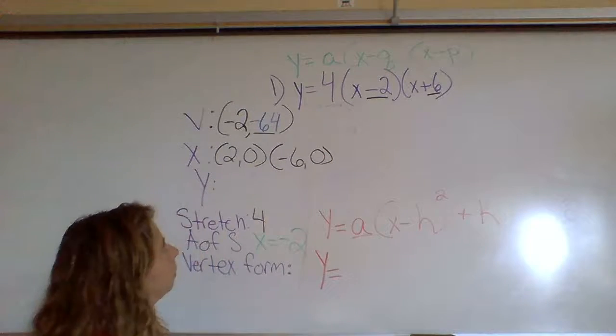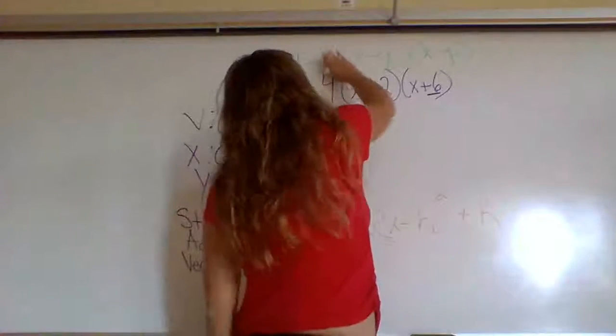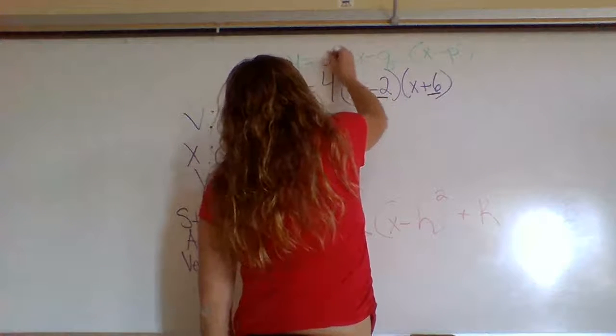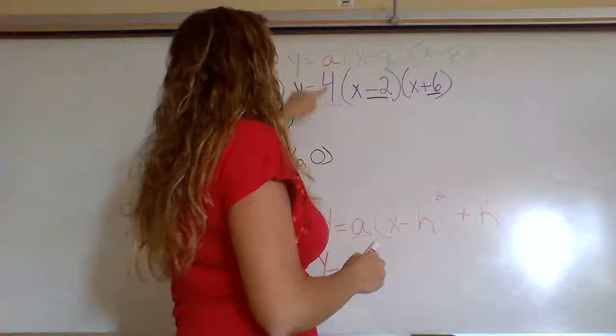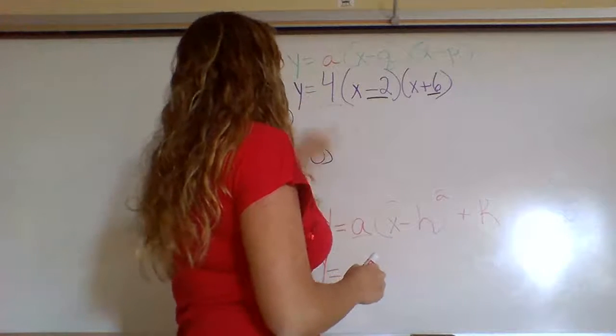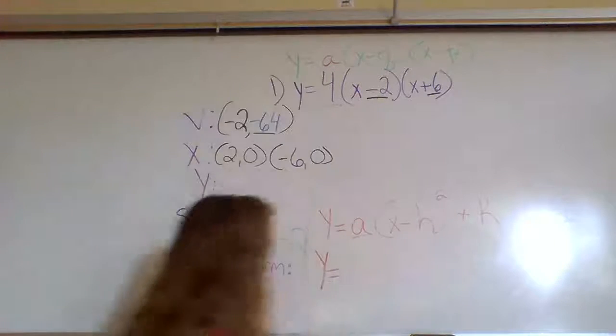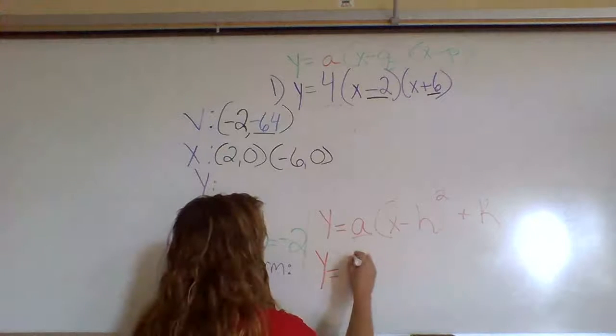Those are the same. I'll make this red. Here we go. This is A. So this is A. This is A. They're all the same number. So A is 4.